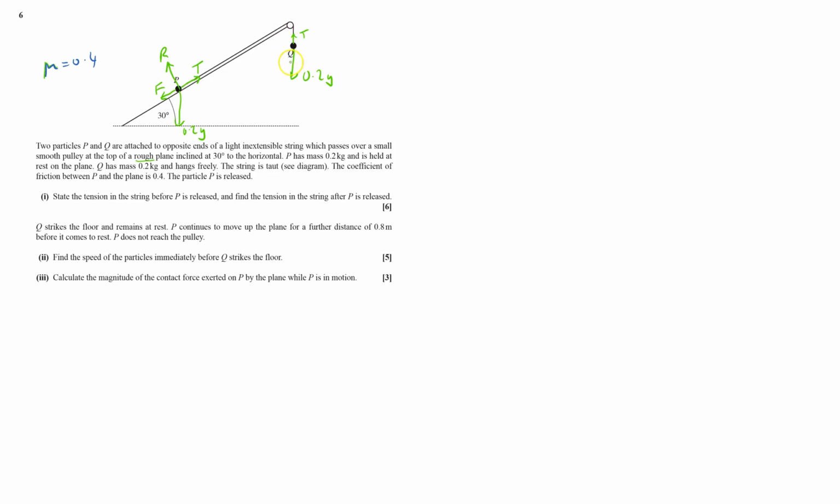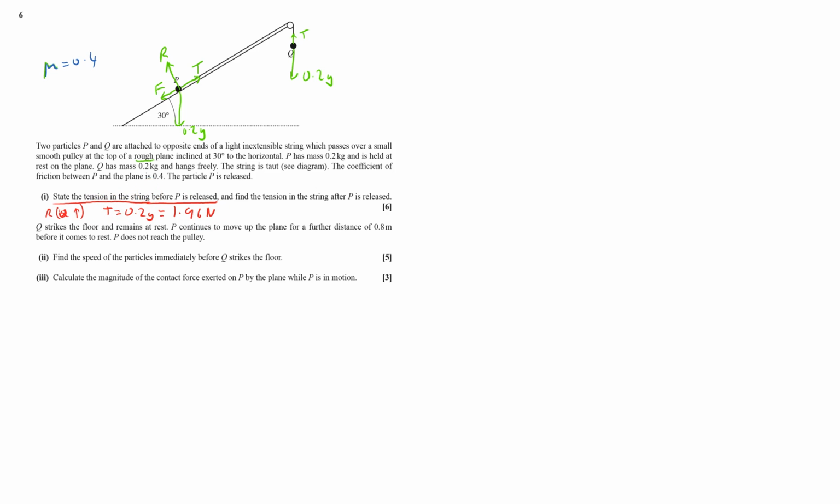So before it's released, we could just resolve here. Let's do this first answer in red. State the tension in the string before P is released. When it's a state question, we don't have to do any working out. That bit will just be resolve Q. So resolve Q upwards, and that says that T equals 0.2 g, and that is 1.96 newtons. So that's the first bit done.